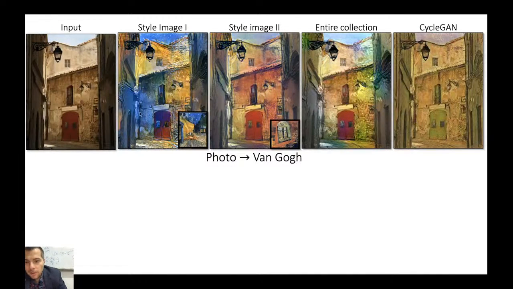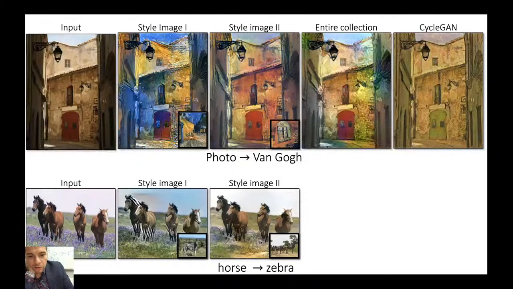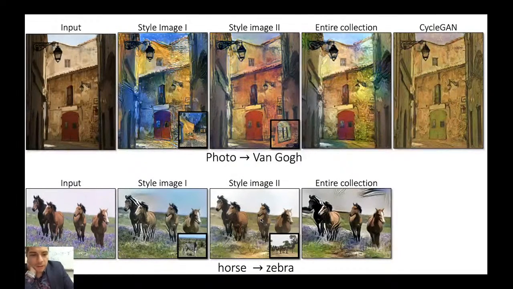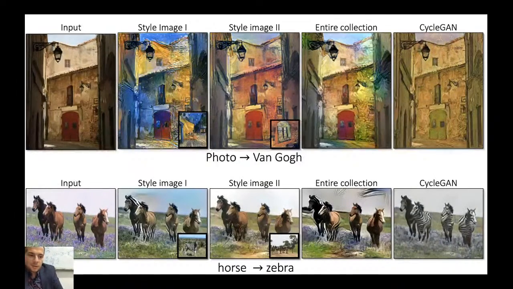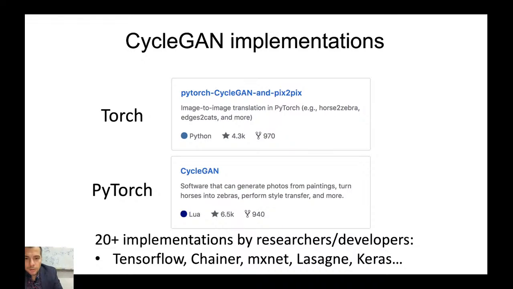Here we have some exaggerations that are not really so realistic. Here the same: if we go from horse to zebra, we have this input and we use this image of a zebra as style. We get this image, which really doesn't transform the horses into zebras. Here we have a different image as style, and once again this neural style transfer fails, and the result with CycleGAN is actually a bit better. Okay, so for CycleGAN you have different implementations. I think these are the official implementations in PyTorch, but there are also other implementations in TensorFlow, Keras, and so on.